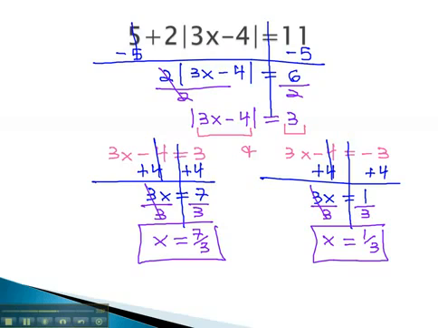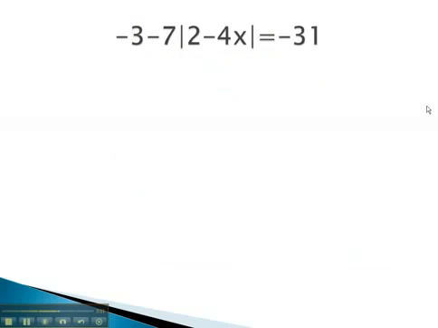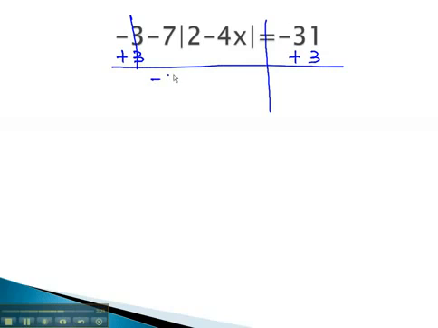Let's try one more example, where we can see this pattern work out. In this next problem, again you notice the absolute value is not alone. We first clear the 3 by adding 3 to both sides. We now have negative 7 times the absolute value of 2 minus 4x. This equals negative 28.